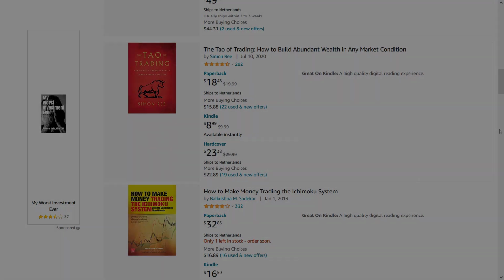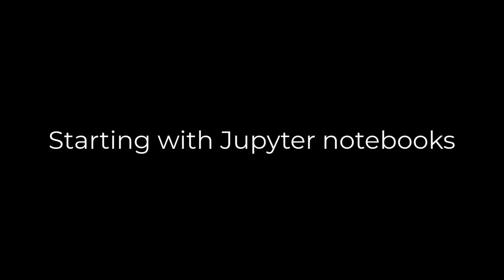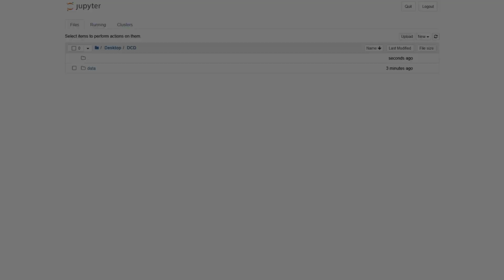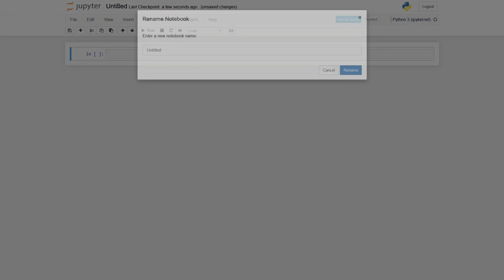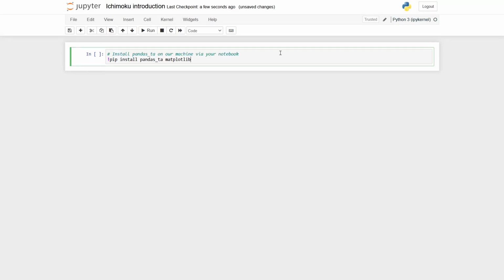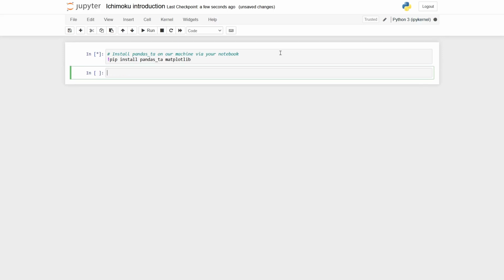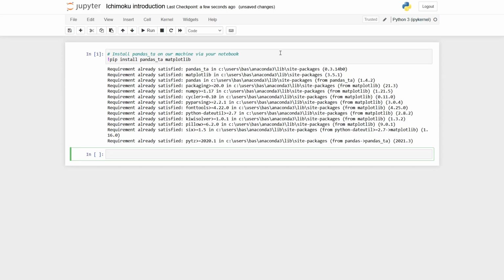Let's now continue. Start up a Jupyter notebook and install Pandas TA, if it's not available on your system yet. If your system does not have Pandas TA or Matplotlib installed yet, you should do that, because you will need it to follow this demonstration. You can install Pandas TA through the terminal on your machine or via your notebook. To execute terminal commands via your Jupyter notebook, put an exclamation mark before the command you want to execute and press Shift Enter or Control Enter to run that cell.